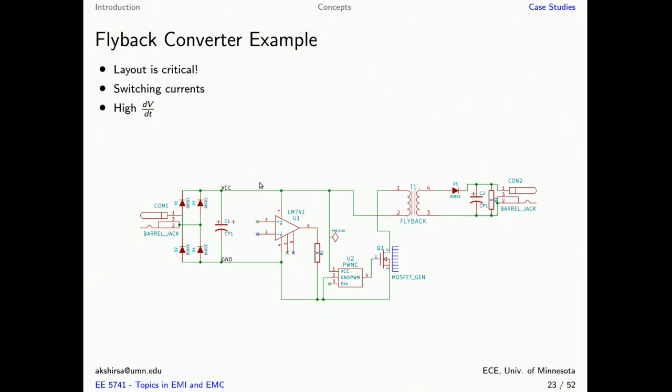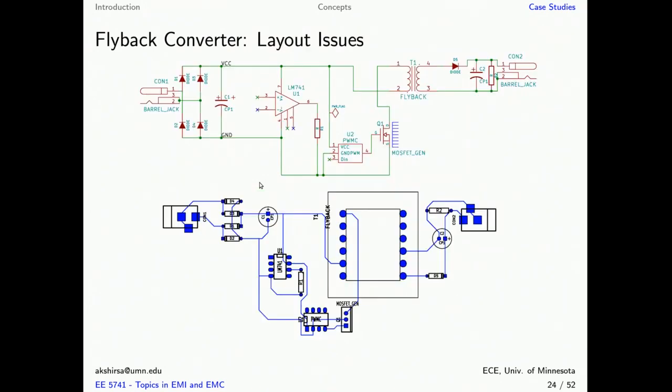So let's say we have some rules about the layout. We need to lay it out on a single-sided board and using only through-hole components, which means no SMD components. So here is a quick layout done by somebody who's probably not very familiar with EMI and EMC constraints. And going by the electrical circuit, this layout is fine, it's going to work. But let's look at what problems can come about as a result of this layout.